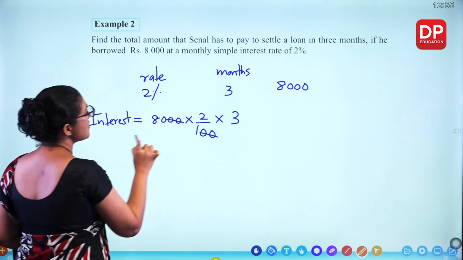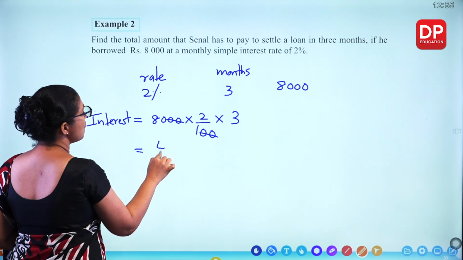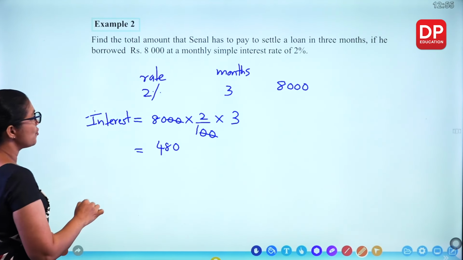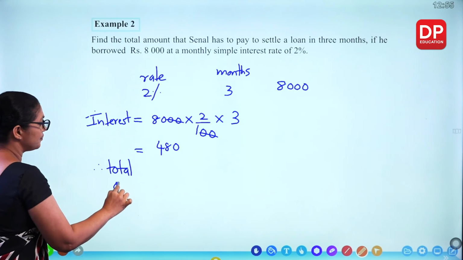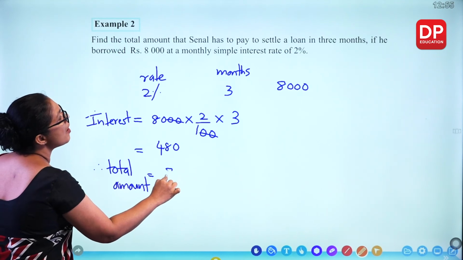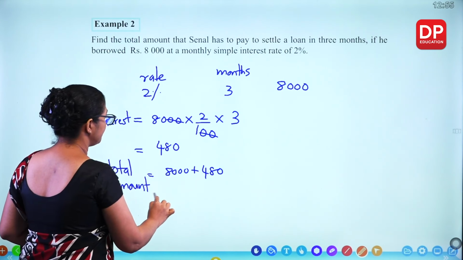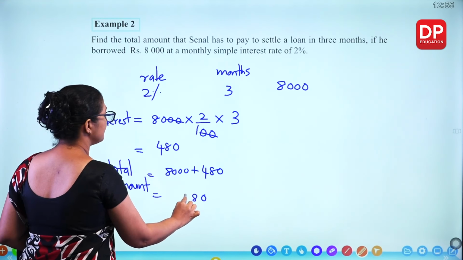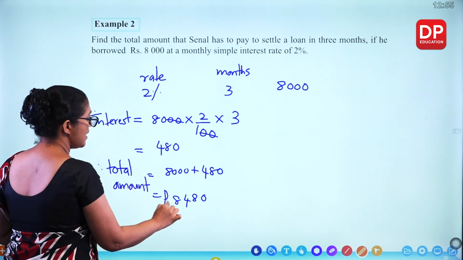Two zeros get cancelled out. 3 times 2, 6. 6 times 8, 48. So 480 rupees. So what's the total amount with this interest? Total amount is amount plus the interest, which is 8,480 rupees.